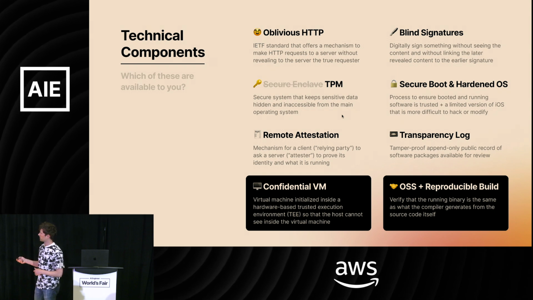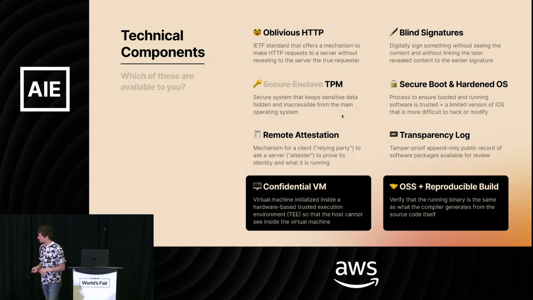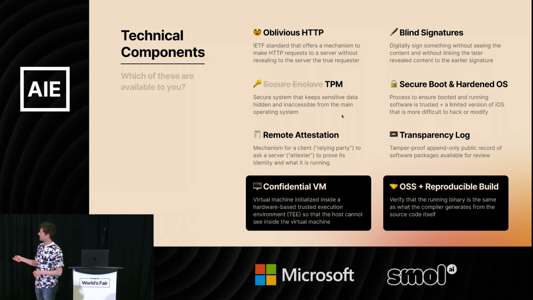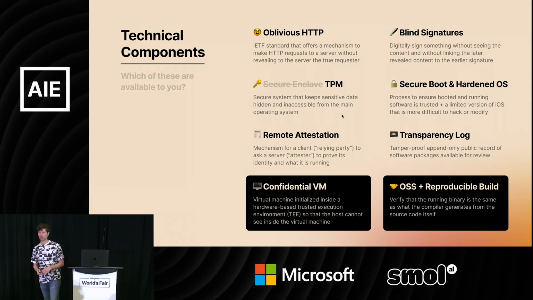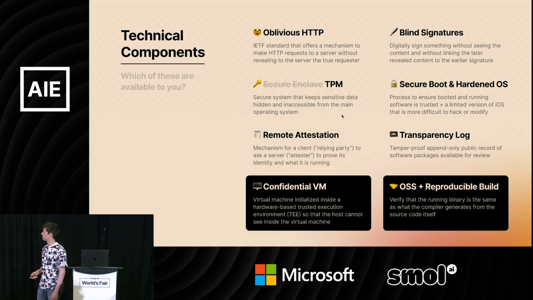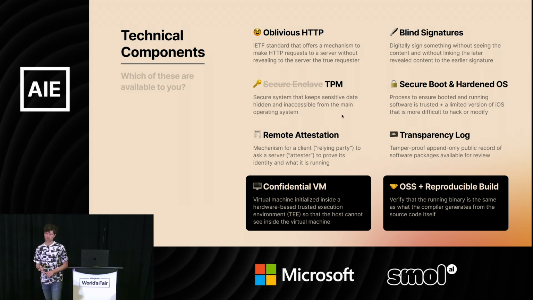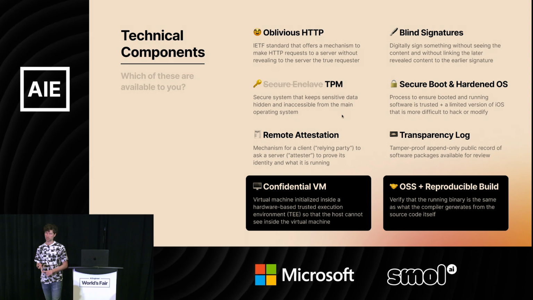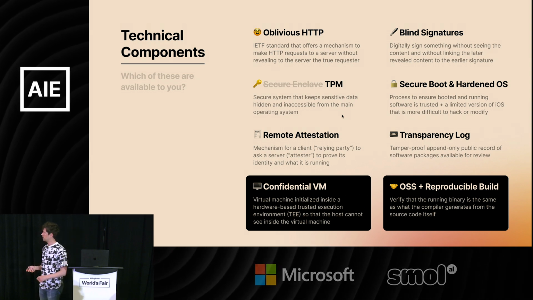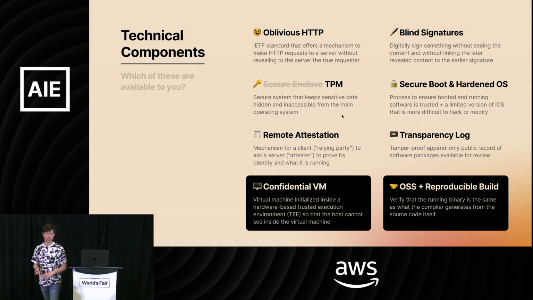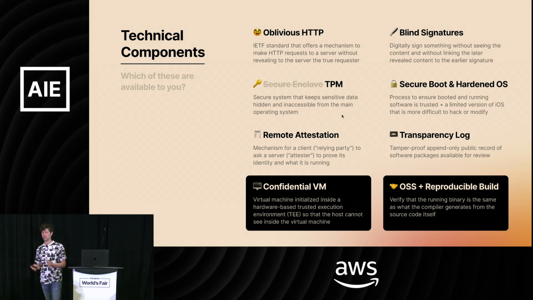Secure boot and hardened operating system. Remote attestation is kind of available. It's kind of tied to the TPM. There aren't great standards yet, but there is a little bit of work there. Transparency log. There are 2 open ones. One's called SigSum. The other one's called SigStore, if you've heard of them. And then confidential VMs are just becoming available on cloud providers with GPUs.